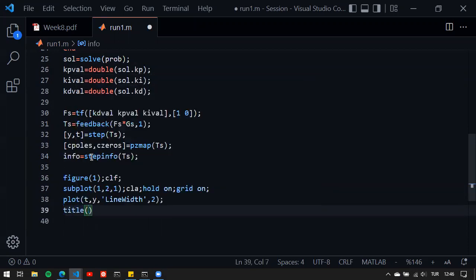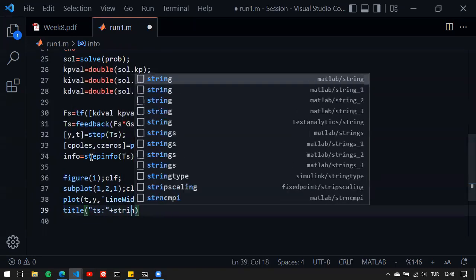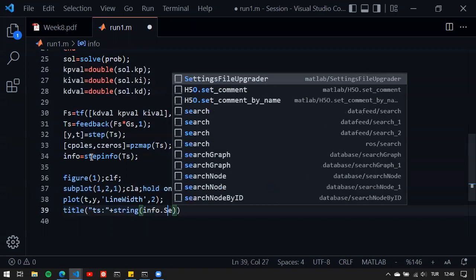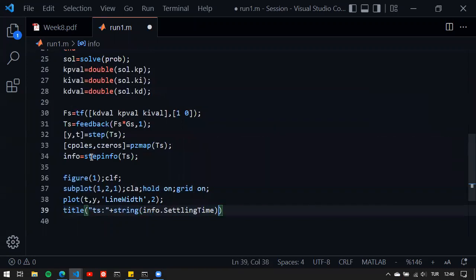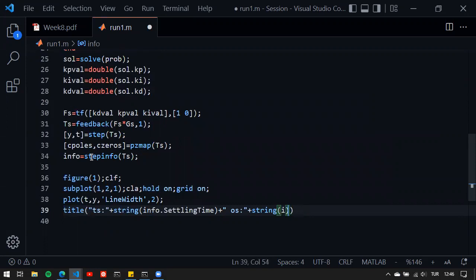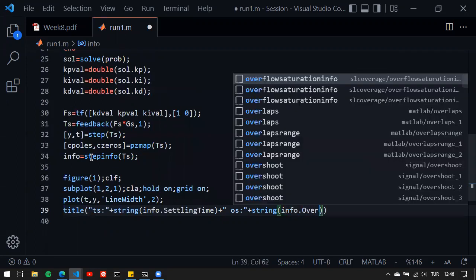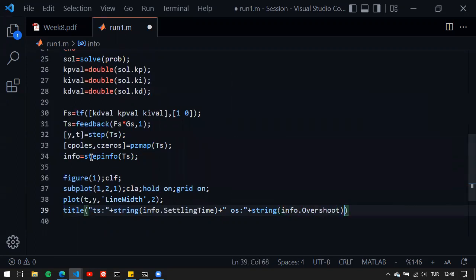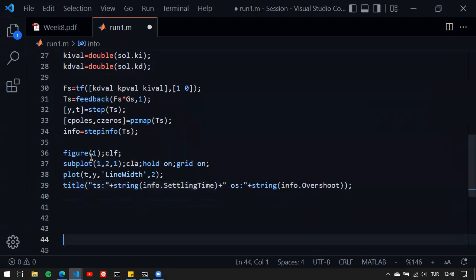Let's update the title here and show a message that shows us what the settling time is. So convert it into string, info.SettlingTime, and then plus, and then maybe overshoot, plus string info.Overshoot, and this seems to be all right.